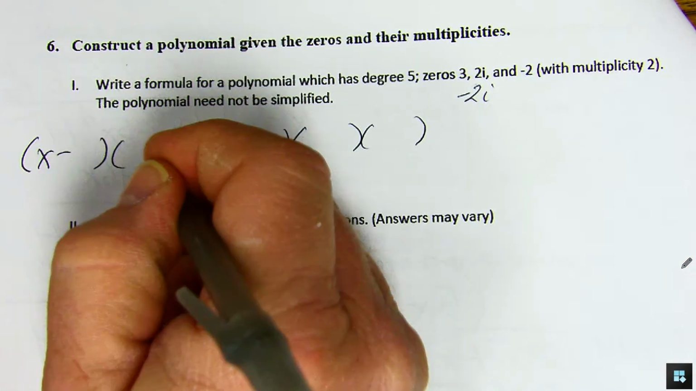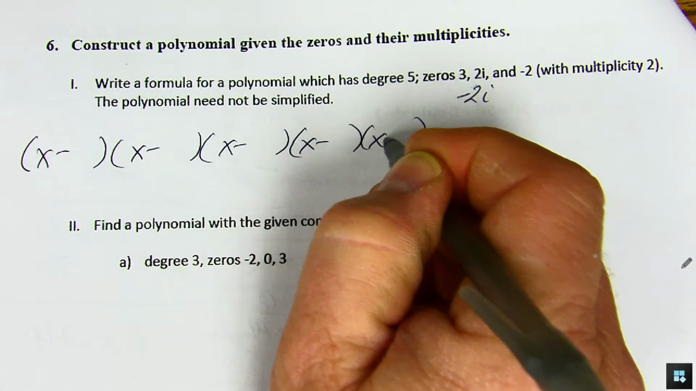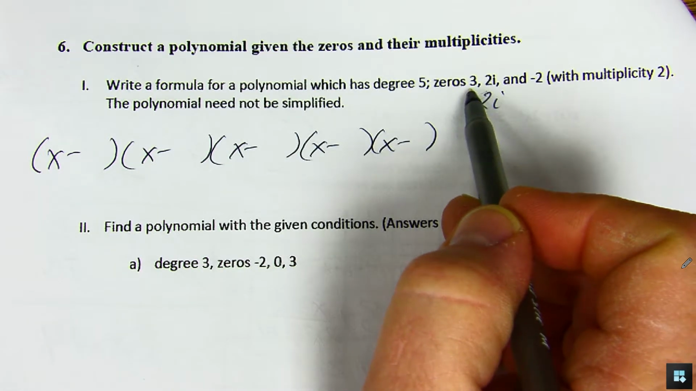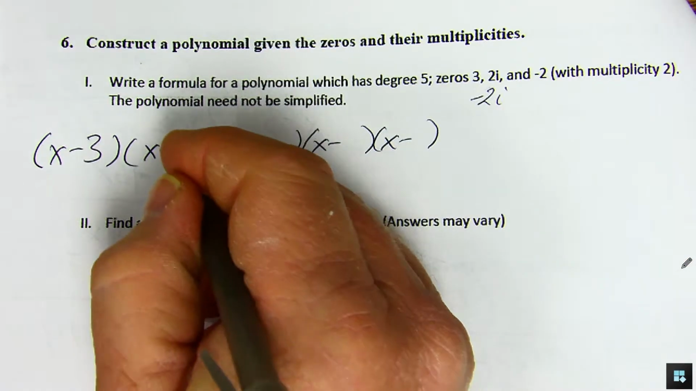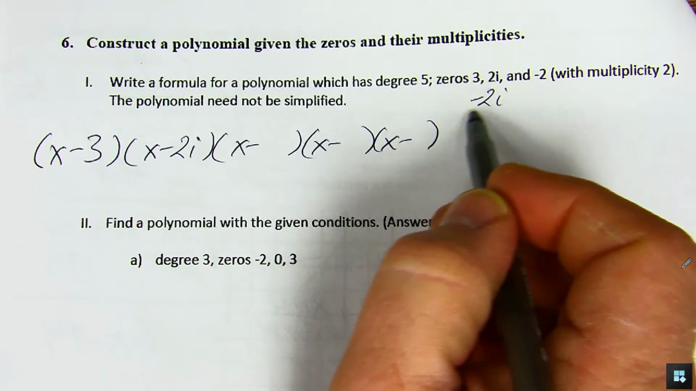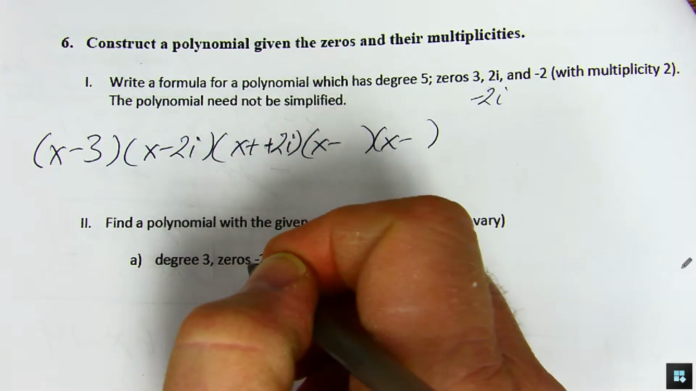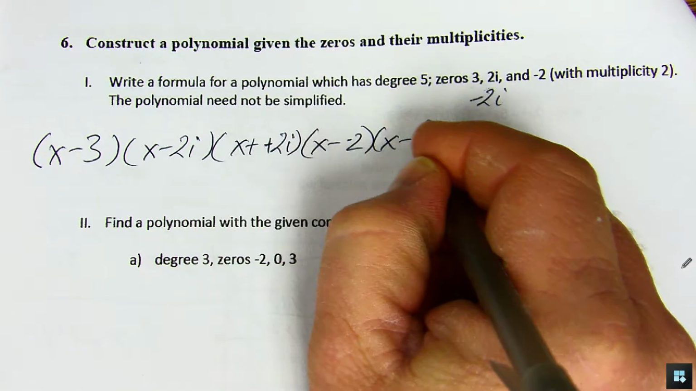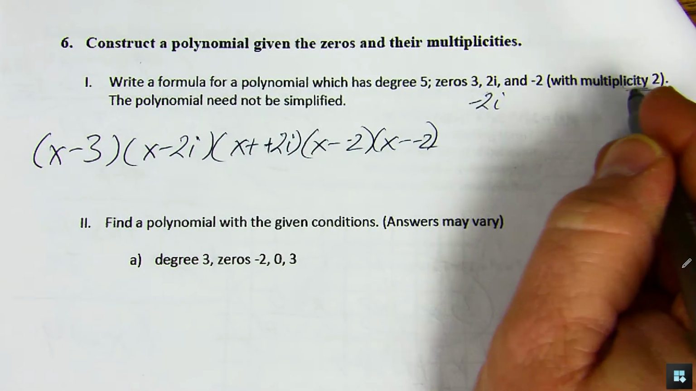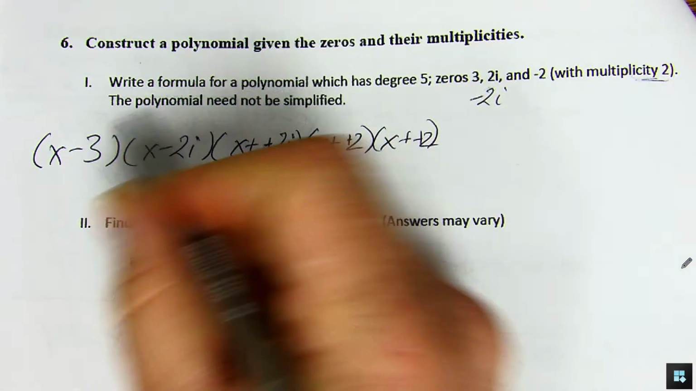I start out with x minus every time. And then I just have to plug the zeros in. I'm going to take 3 and plug it in. I'm going to take 2i and plug it in. I'm going to take negative 2i and plug that in, and you can see that's going to turn to a plus. Then I take negative 2 and plug it in twice, because that's what that multiplicity of 2 says. So this is what I have.